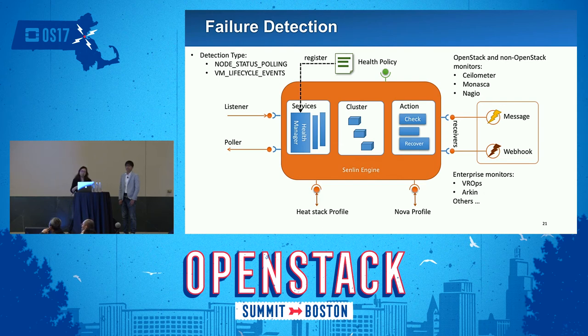That means we can decide to use node status polling or listen to specific VM lifecycle events, since polling may have some negative impact on performance when the scale is large. So we allow users to choose the VM lifecycle events detection way to find the failure.